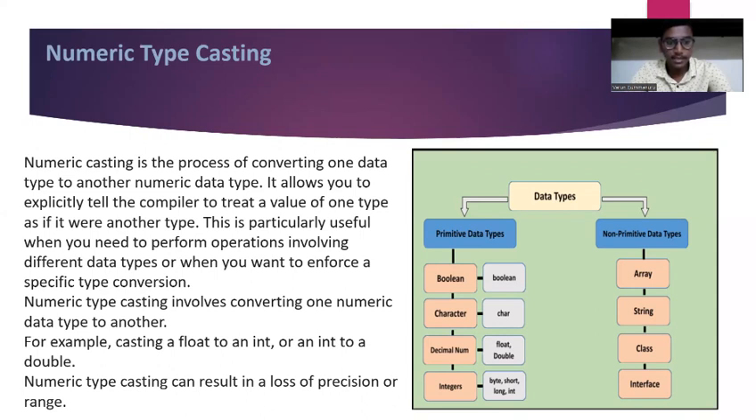Numeric typecasting involves converting one numeric data type to another. For example, casting a float to an int or an int to a double. Numeric casting can result in a loss of precision or range.